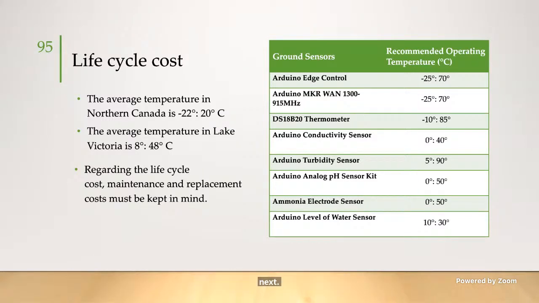Okay, considering that we are talking about two completely different areas, we've reviewed the recommended operating temperatures of the ground sensors and compared them with the average temperatures in Northern Canada and Uganda. As shown in the table, the sensors might have a problem during some time of the year due to the very low temperature in Northern Canada and the high one in Uganda. However, the non-operating temperatures we believe can withstand these severe temperatures. So the maintenance and replacement costs must be kept in mind.